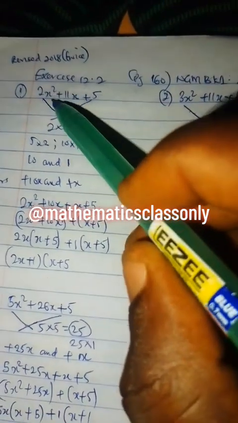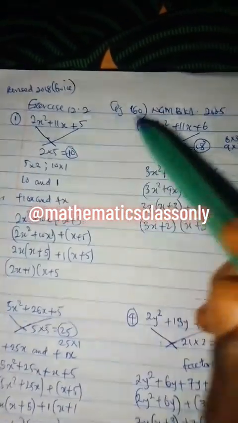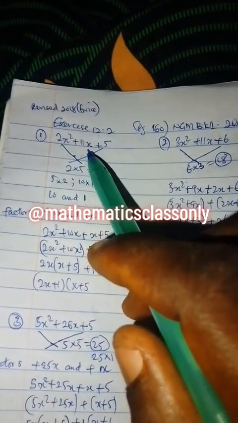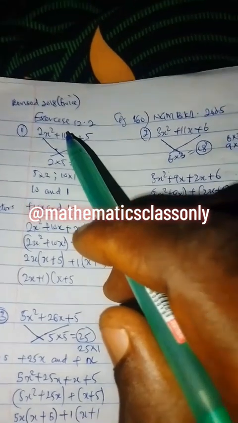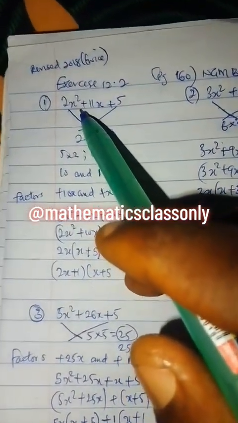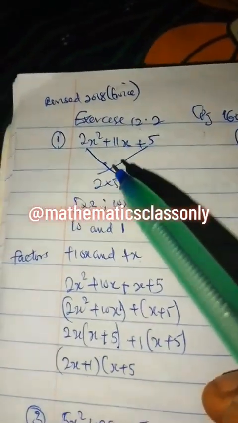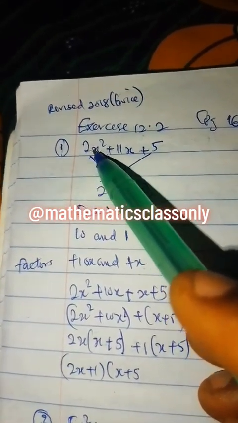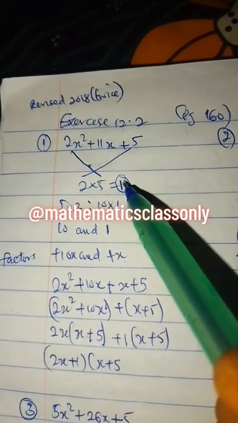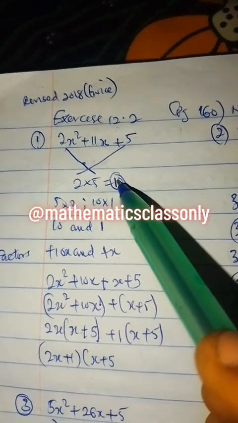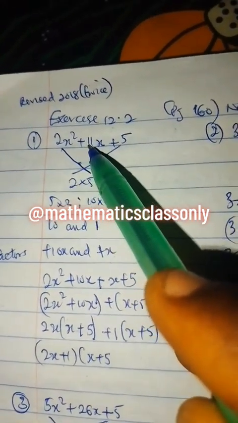Like this, if you can see, this is 2x squared plus 11x plus 5. The coefficient of x is 11, then the constant is 5. So the first thing you need to do is to multiply the coefficient of x squared by the constant 5. So 2 times 5, we have 10. Now for this 10, you look for two numbers that will add to get plus 11.